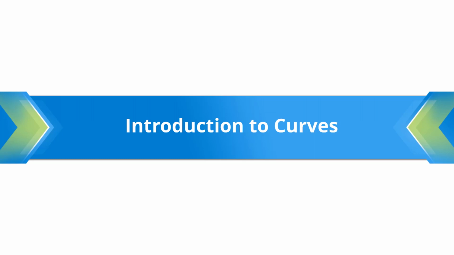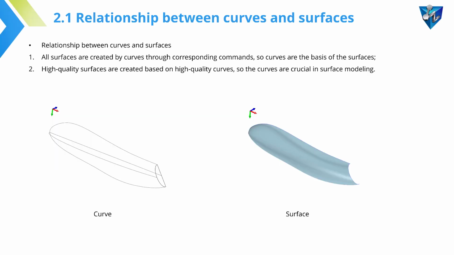Introduction to curves. In this part, I will introduce the line types, curvature, and curvature of the stitching curve. First, the relationship between the curves and the surfaces. I mentioned in the first part that the surfaces are created by curves. So the curves are the basis of surfaces. If you want to create a high-quality surface, it is necessary to create a high-quality curve. So the curves are crucial in the creation of surface modeling.